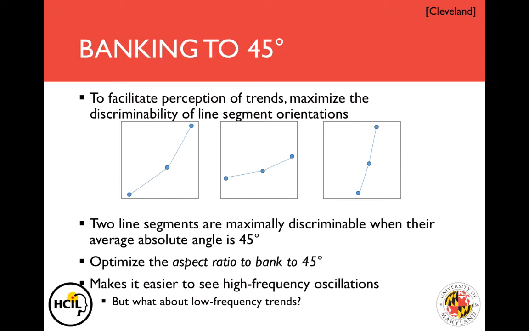If it's too shallow, like the middle option here, it makes it hard for them to perceive those changes. And if it's too steep, it makes it similarly hard, just in the opposite direction. So if you can orient it so your data goes on those 45-degree angles, it allows them to see the difference between those lines more clearly.